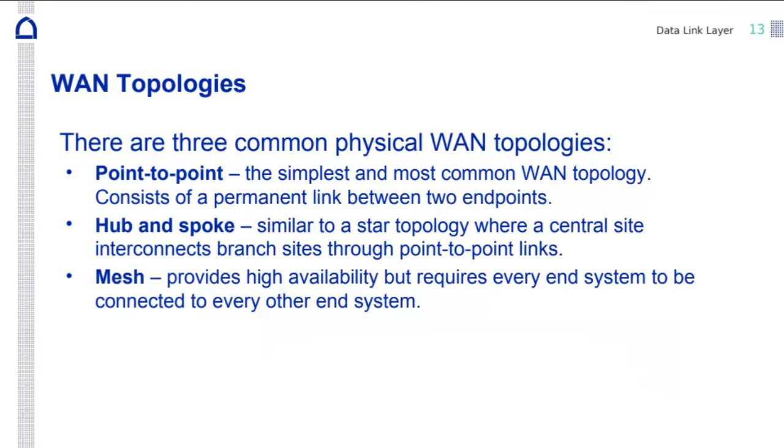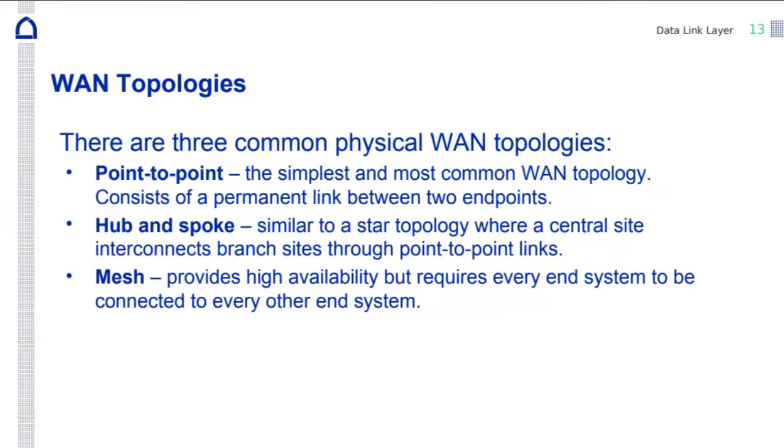WAN topologies. We have three common WANs. Point to point. This is the simplest one and most common. It consists of a permanent link between two endpoints. So one company has two branches, or a head office and another main branch. They can have a point-to-point link. That's very fast, very secure. They control it, but it's expensive.